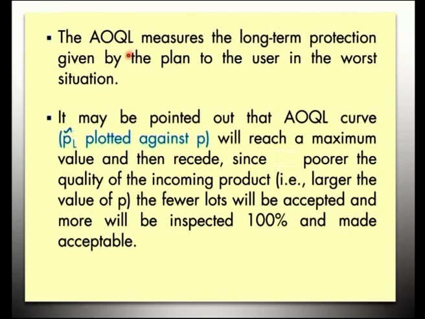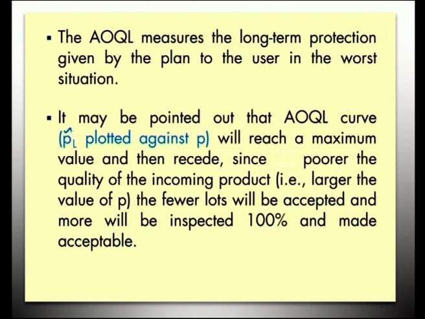Now, this AOQL measures the long term protection given by the plan to the user in the worst situation, in the very bad situation. Now, we have used the terminologies AOQ and AQL. AOQ is average outgoing quality, AQL is acceptable quality limit, and AOQL is average outgoing quality limit.